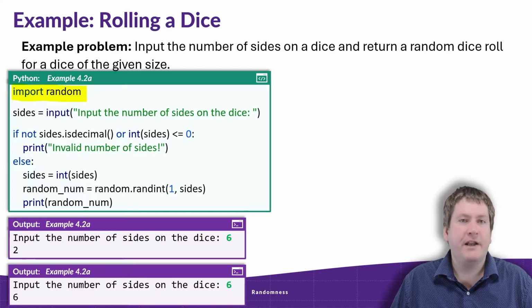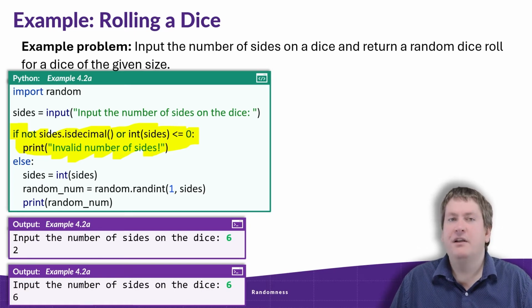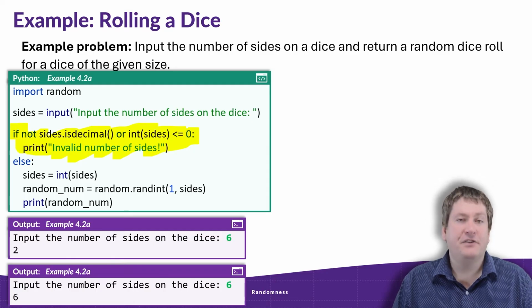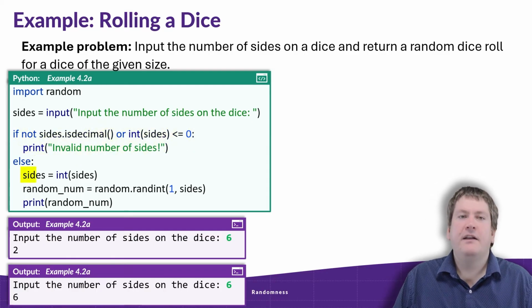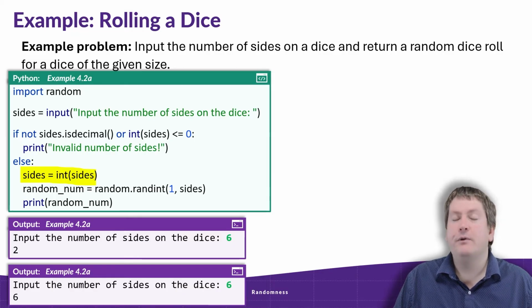First, we have to import random because we need access to that random module so we can use randint. Next, all this code here is simply checking for errors in the user input. It's checking if the user input's invalid because it's not actually a decimal number. Maybe they input a word like duck. That doesn't make sense. Or it's checking if the number is less than or equal to 0. It doesn't really make sense to have a 0-sided die. If everything checks out, then we're going to run these lines. First, we're just converting the value input by the user to an integer so we can use it.